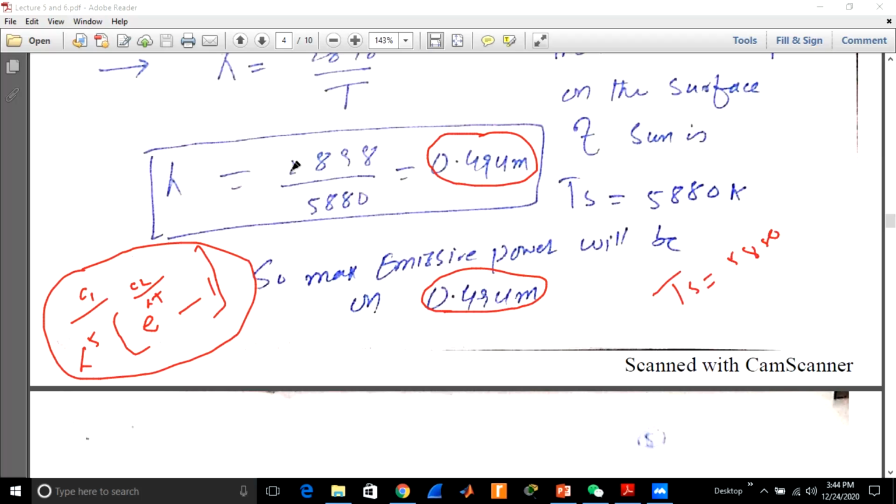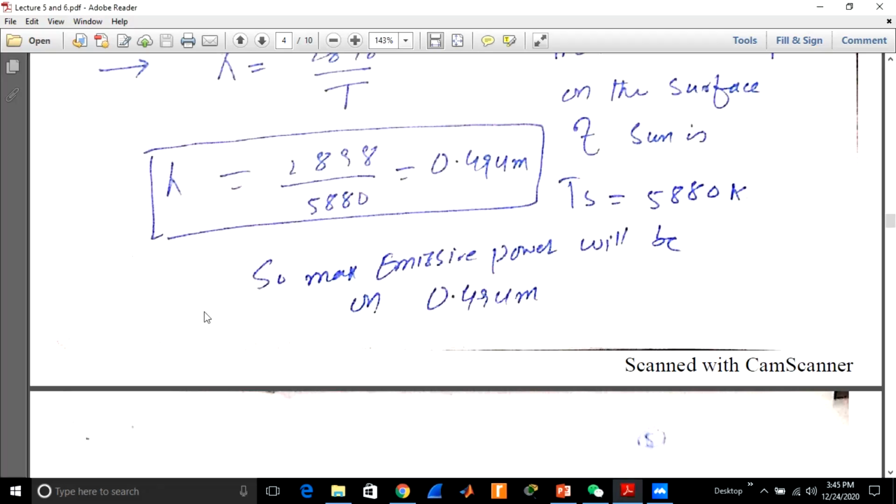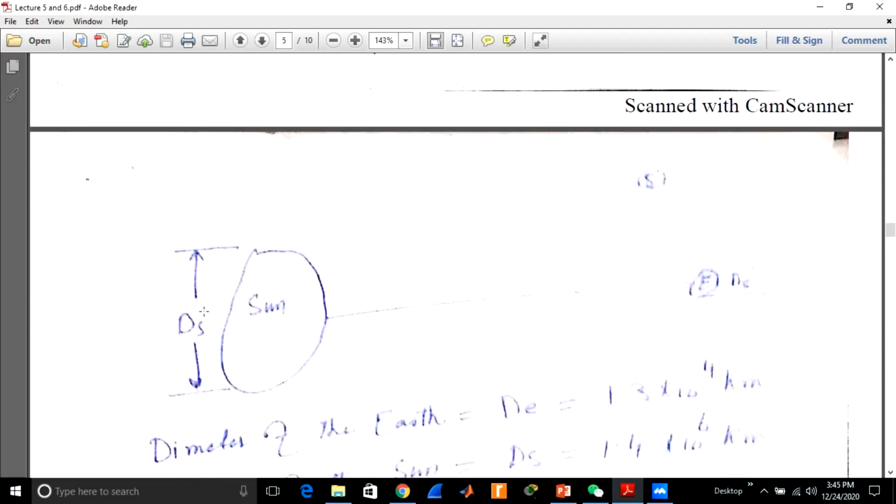One numerical question is to prove that the maximum emissive power is emitted at the wavelength lambda equal to 0.49 micrometer. The other is to prove that the surface temperature is 5880 K when it emits maximum emissive power. You can calculate. The third question is to find the emissive power for this wavelength and TS, the maximum emissive power for the Sun. You can write this in the equation, but he will give you C1 and C2.